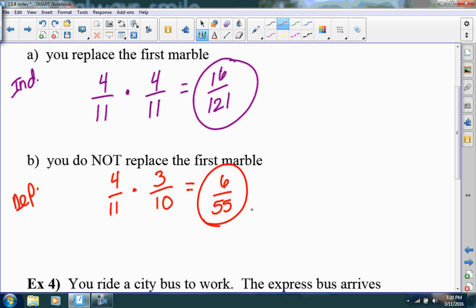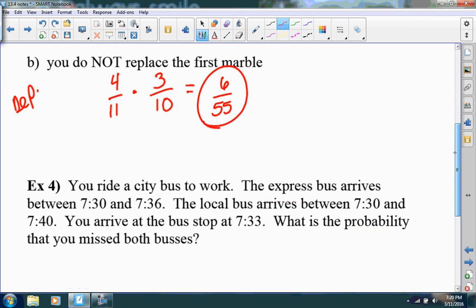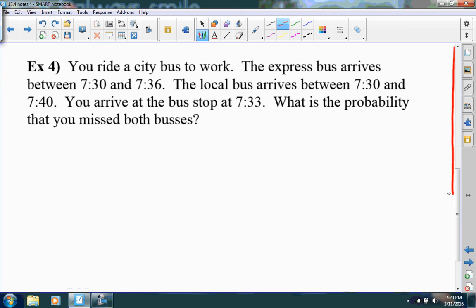Okay, and we have one last example here. And this is a bit more of a word problem, a story problem. So here you're riding a city bus to work, and the express bus arrives between 7:30 and 7:36, and the local bus arrives between 7:30 and 7:40. You get to the bus stop at 7:33. So what's the probability that you have missed both buses?